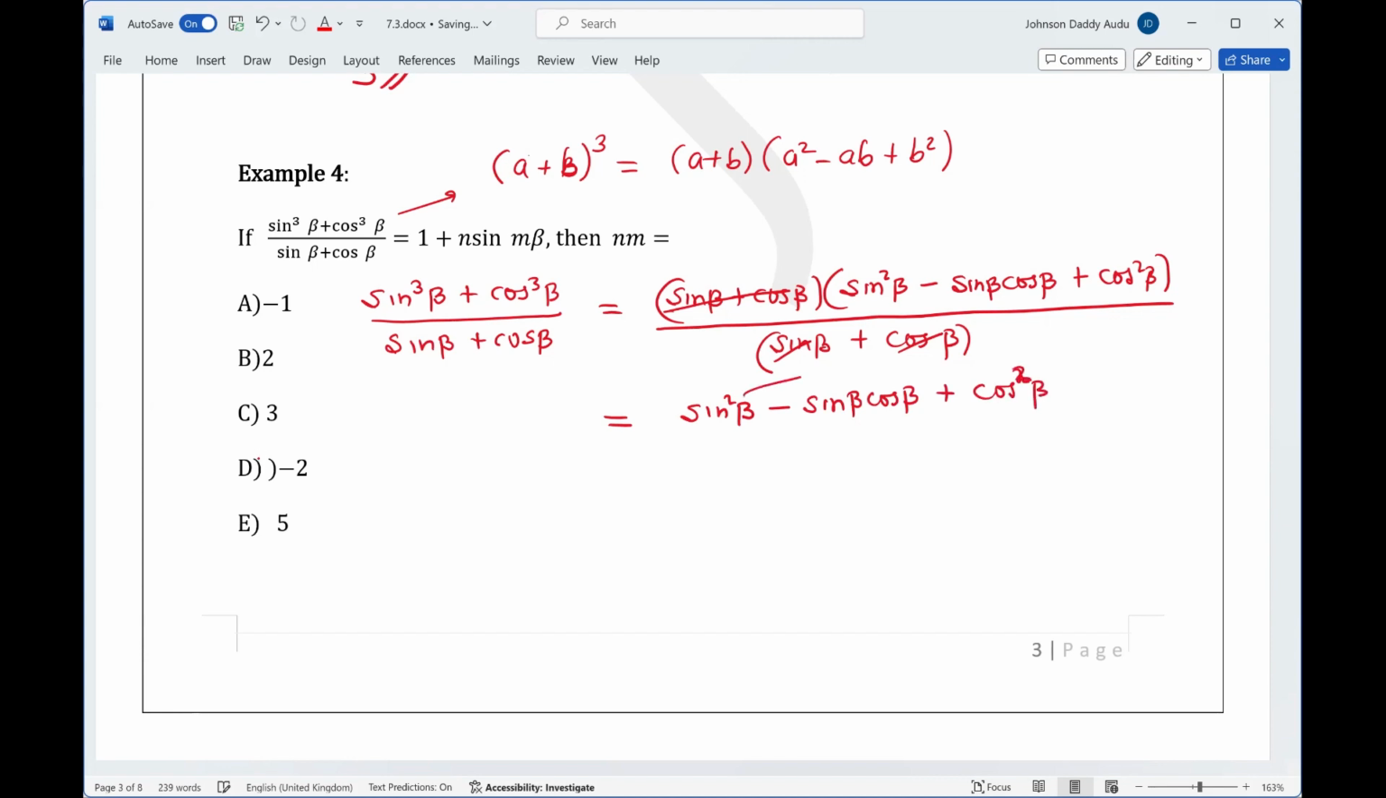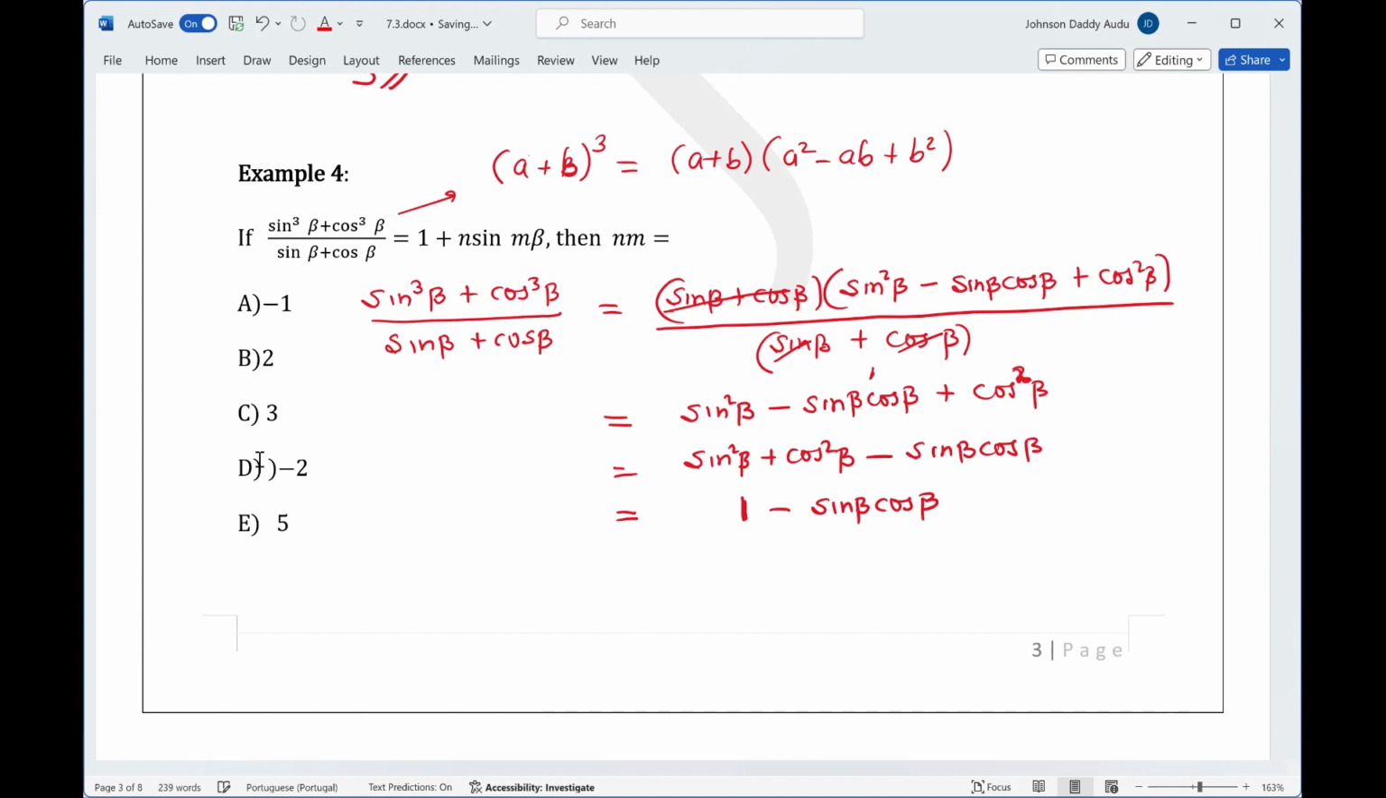But we know that these two should give us what? 1. So this one and this one give us 1. So this will become just 1. Okay, let me rewrite it. Let's put this together. So you have sine squared beta plus cos squared beta minus sine beta cosine beta, right? And this is going to be what? 1 minus sine beta cosine beta.